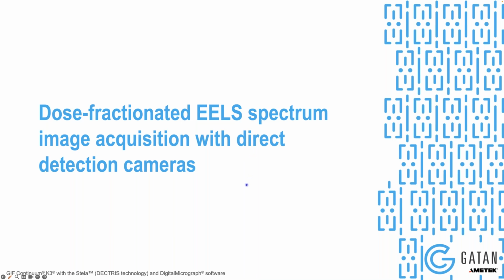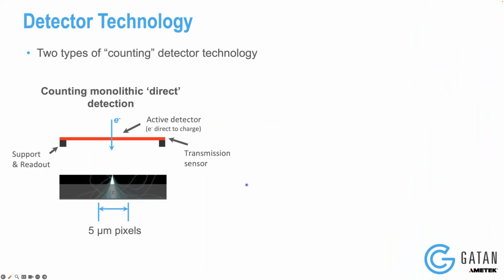So we're talking about direct detection cameras, or counting cameras. Let's just have an overview of detector technology. We have two types of counting detector. The first, on the left, is what we call a counting monolithic direct detection camera. This is like the K2, the K3, or the Metro, Alpine, etc. type sensor. We have an active detector where the electrons are directly measured at the sensor level. That's why it's called a direct detector.